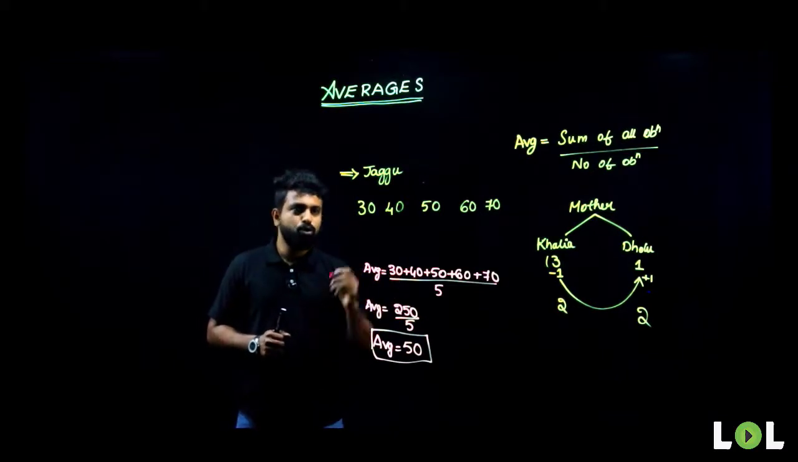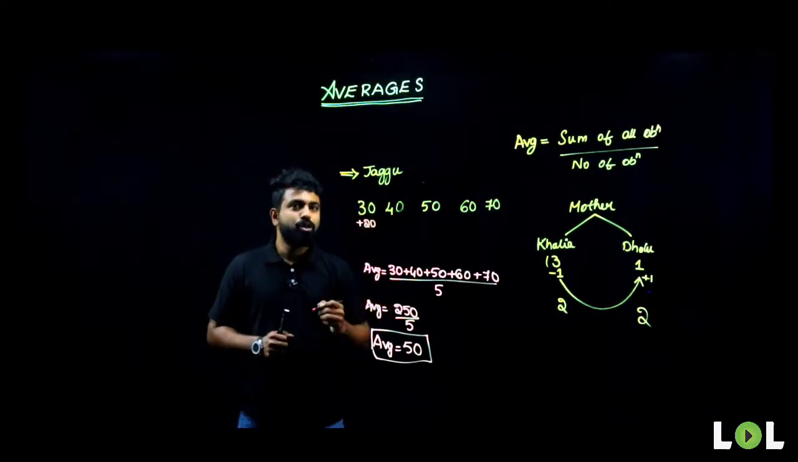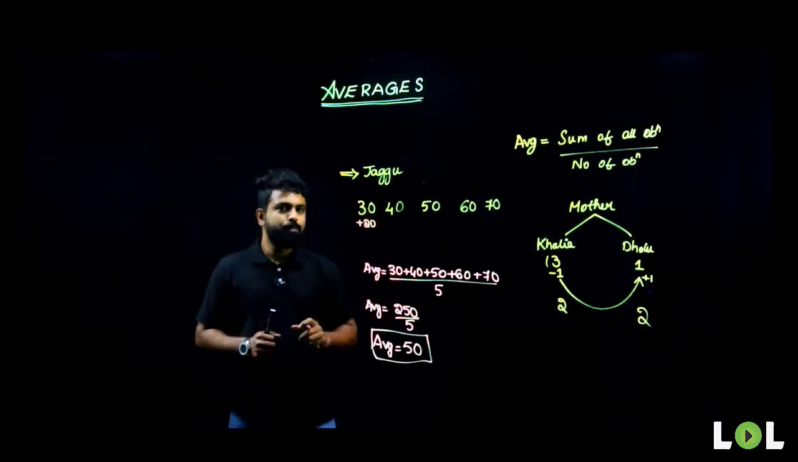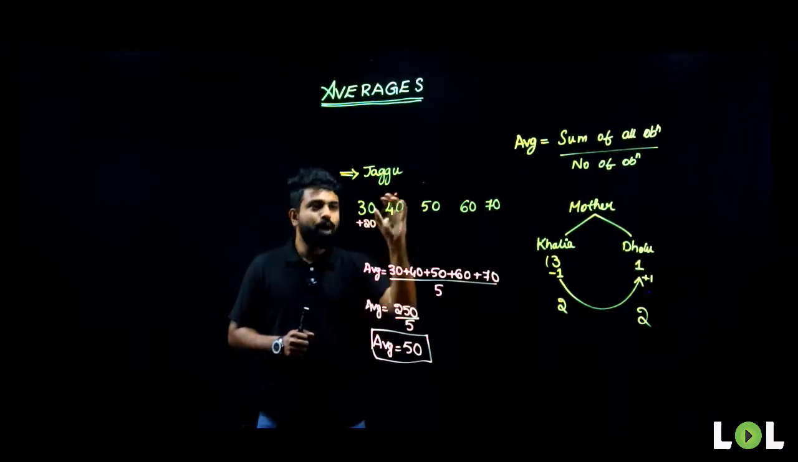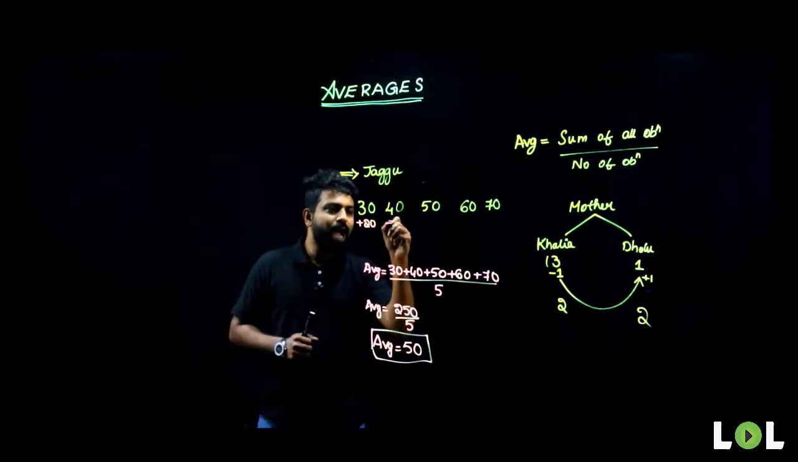So what am I supposed to do? Now I need to add 20 marks to this subject. So it will become 50 marks. Now look at this term here. What is happening here? Again, 40 is less than 50 by 10 marks. So what do I need to do? I need to add 10 marks to this.